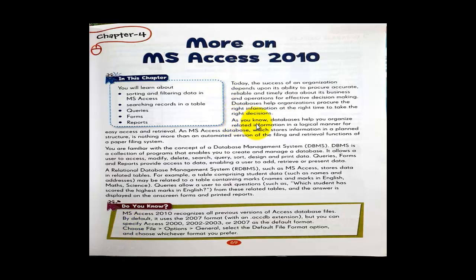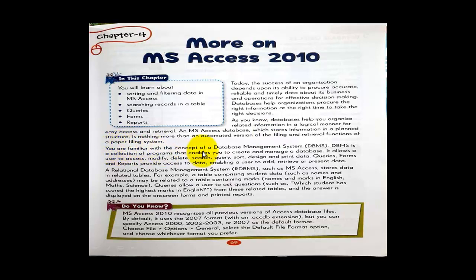Now in continuation, as you know, databases help you to organize, with easy access and retrieval. An MS Access database which stores information in a planned structure is nothing more than an automated version of the filing and retrieval functions of a paper filing system. Now we can retrieve any data easily.